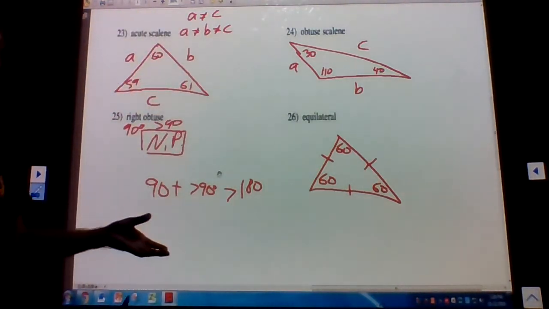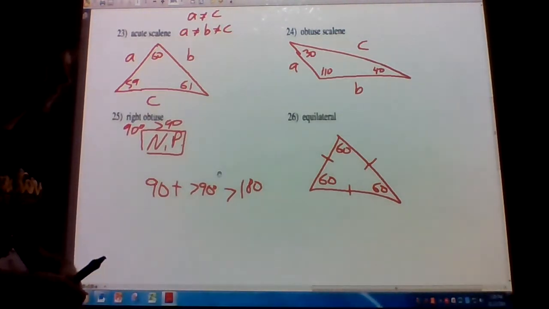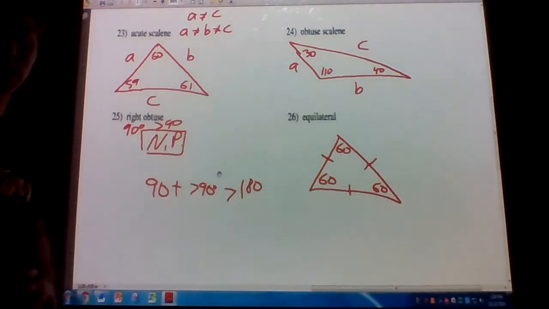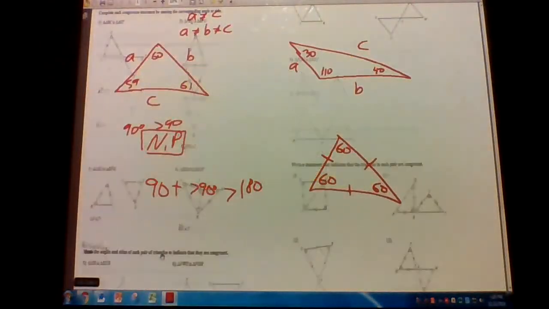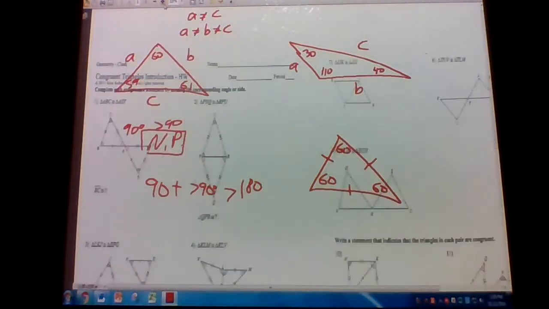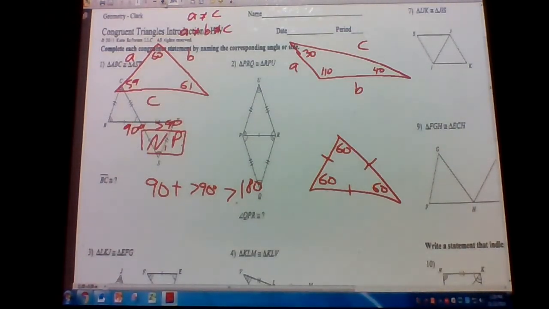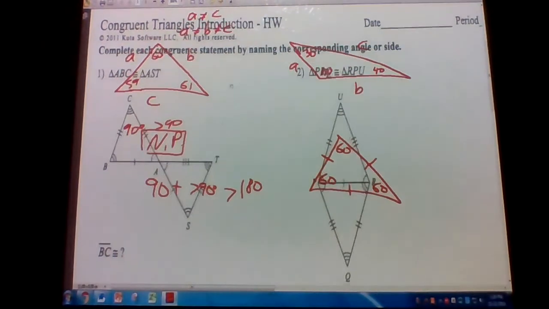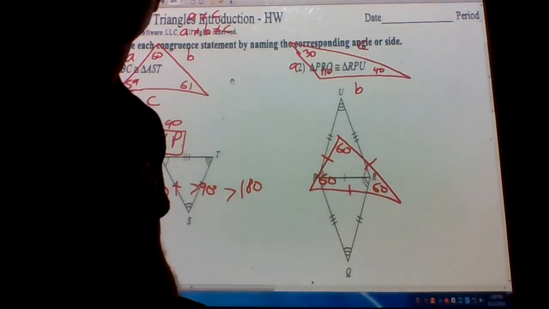So that's the front side, classifying triangles by sides and angles. If we go to the back side, that's going to have triangle congruence on it. So let's go over to that one. You know what? Let's do a different video. We'll do two separate videos. So that was good for classifying.